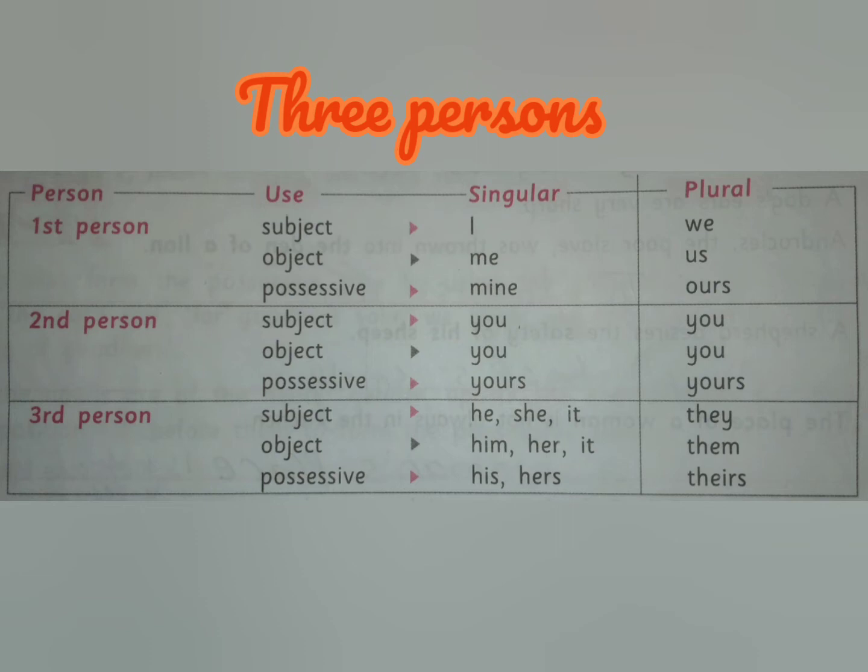And the third person, in the subjective case, the singular is he, she, or it, and the plural is they. And in the objective case, the singular is him, her, or it, and the plural is them. And in the possessive case, the singular is his or hers, and the plural is theirs.